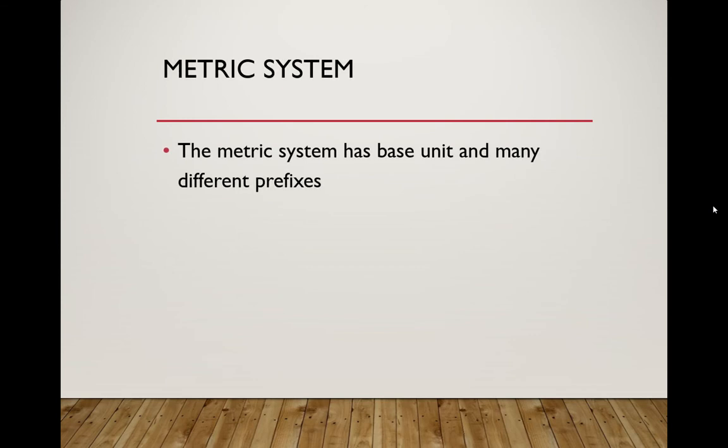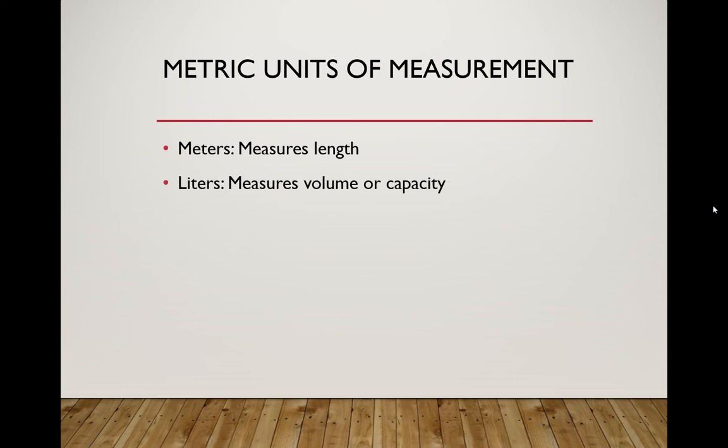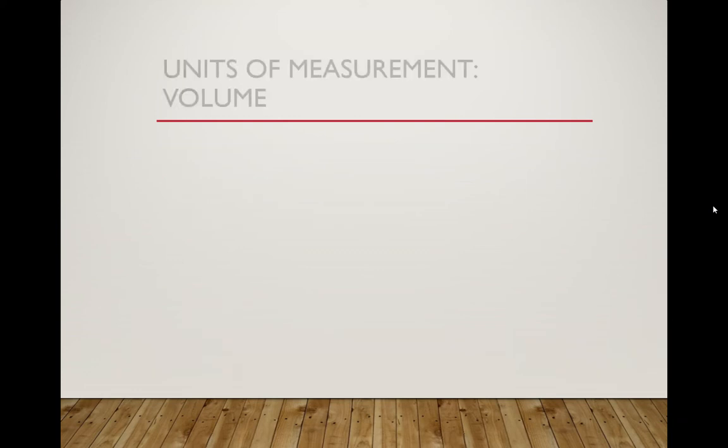Now the metric system has a base unit and a lot of different prefixes. So meters, liters, grams, that type of thing. The metric units of measurement are meters measure length, liters measure volume or capacity. You know, when we say 2-liter bottle, there you go. Grams measure the mass/weight, depending on what planet you're on.